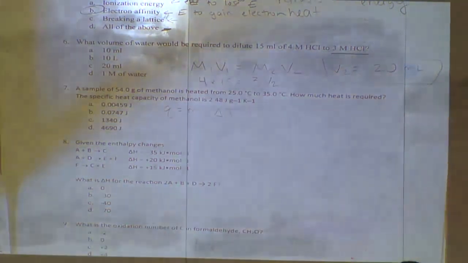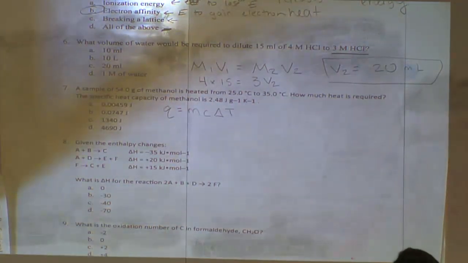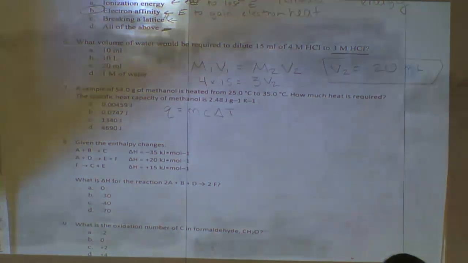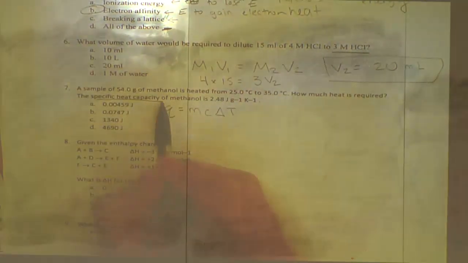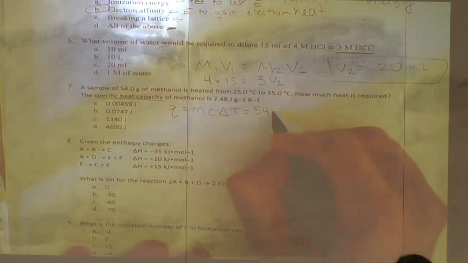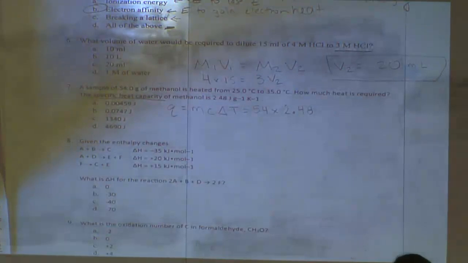Q equals m c delta T. In this case, m stands for mass. C stands for specific heat capacity, which they give us. And delta T is the change in temperature. So let's plug everything in. My mass is 54 grams. My specific heat capacity is 2.48. And do we know what the change in temperature is?